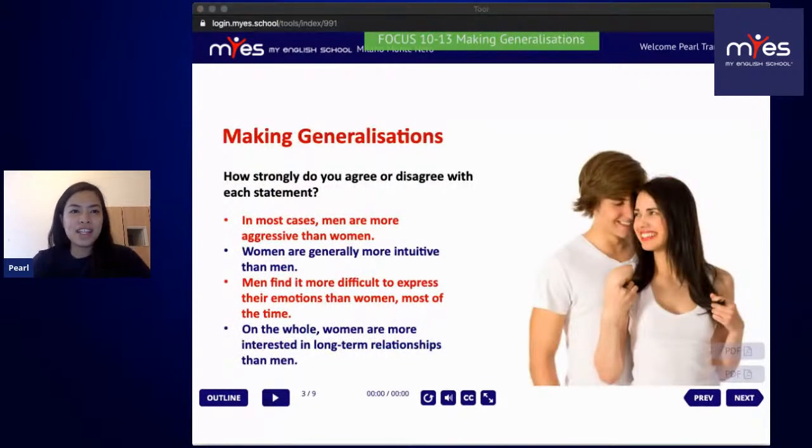All right, making generalizations. How strongly do you agree or disagree with each statement? First one, in most cases, men are more aggressive than women. Women are generally more intuitive than men. Men find it more difficult to express their emotions than women most of the time. On the whole, women are more interested in long-term relationships than men. So these are a lot of generalizations here. Maybe these are some you've heard before. I've definitely heard some of these generalizations before.